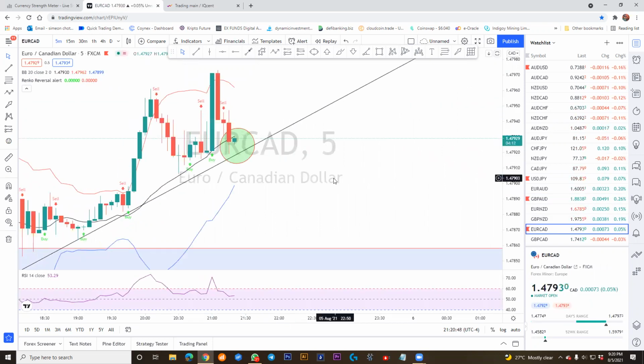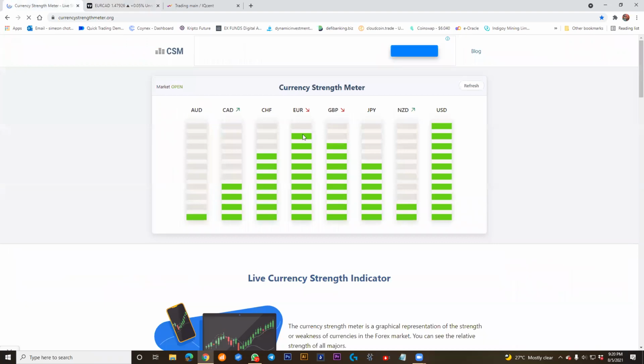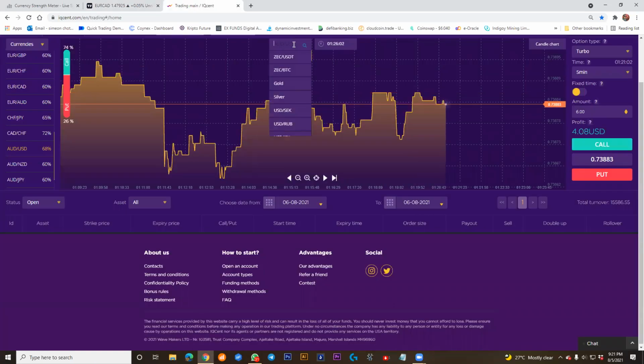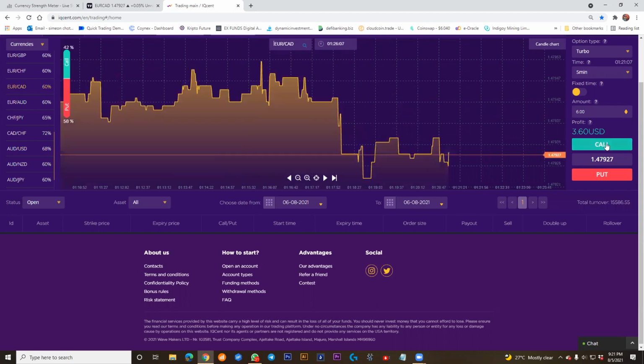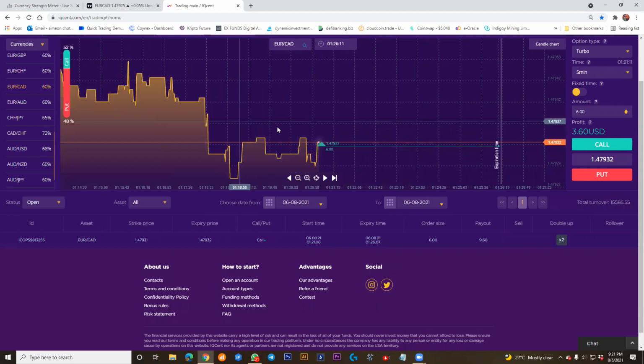So the Euro card is coming at a good support structure. Let me look at Euro card again. Euro is strong, card is weak. I like what I'm seeing here. I think I'll go in and enter my first entry at Euro card for buy. Right. So that's my first entry there. So I did a call. Once it stays above this green line and it hits this line here, I simply won that trade.